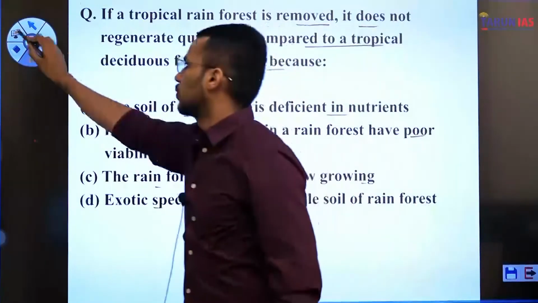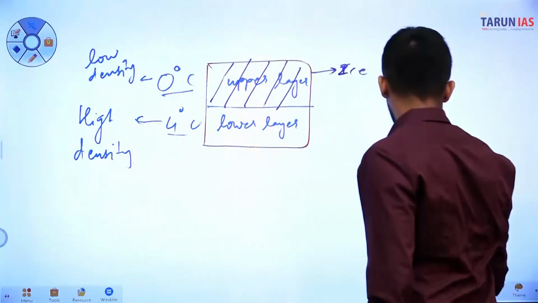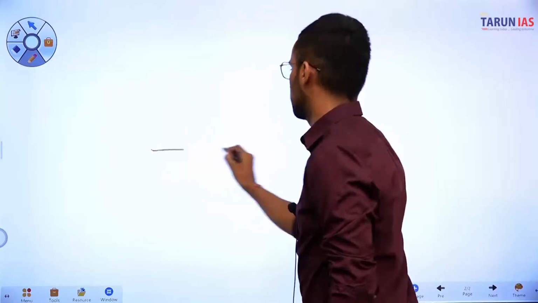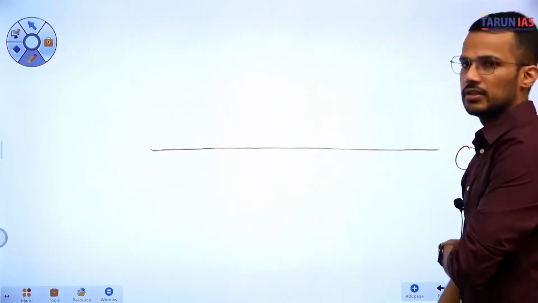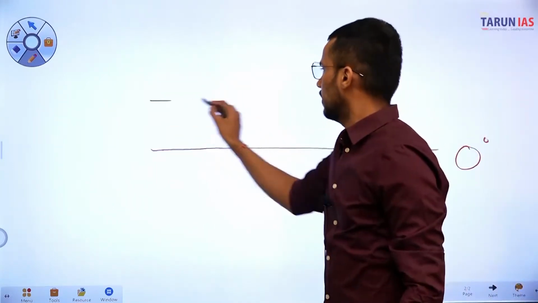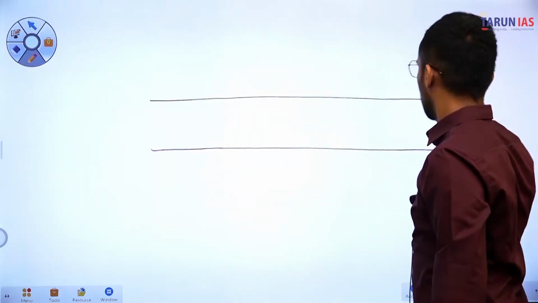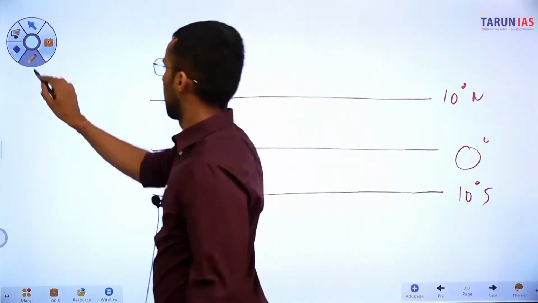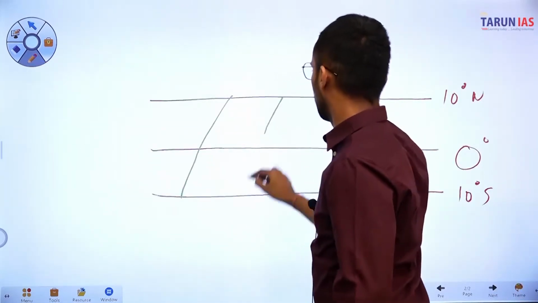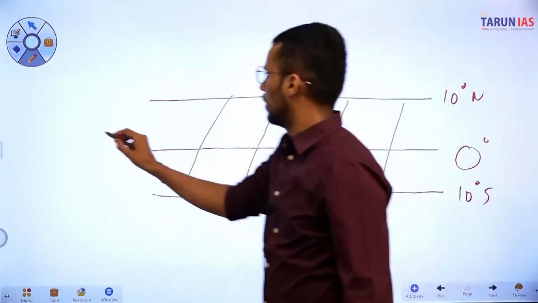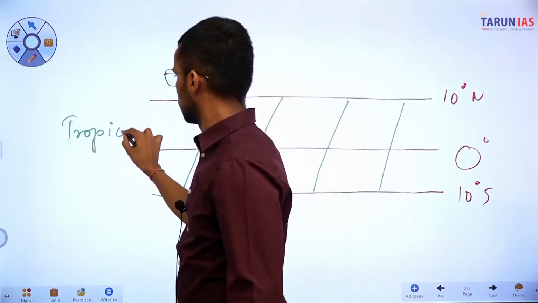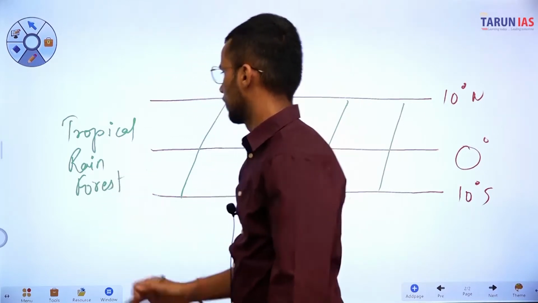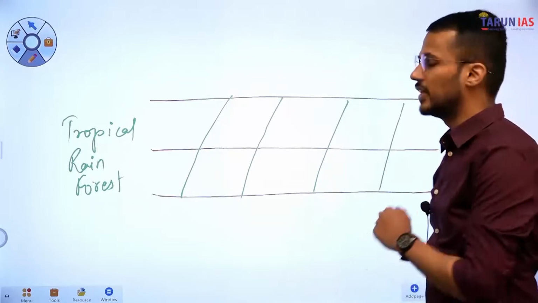Fine. So let us discuss this question. First of all, let us understand where exactly these forests are located. So suppose this is the equator, that means 0 degree. Then 10 degrees north and 10 degrees south. This is the location of tropical rainforest.